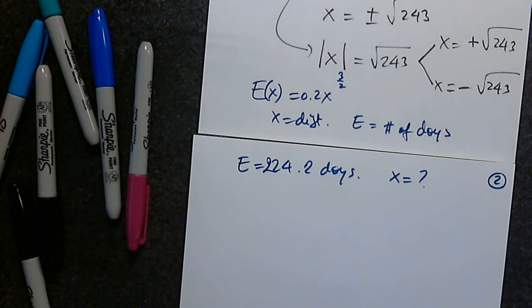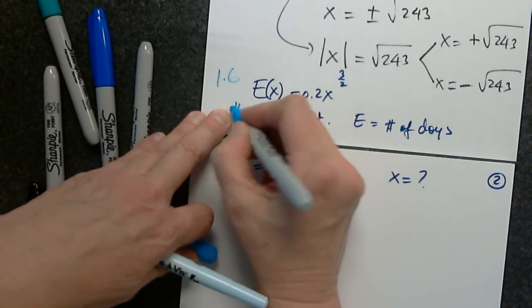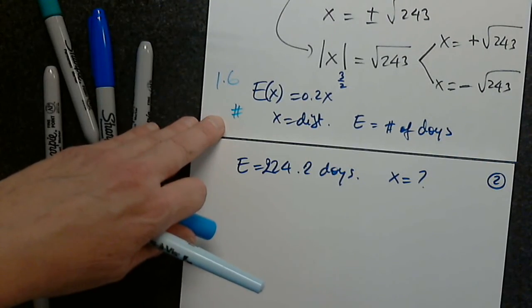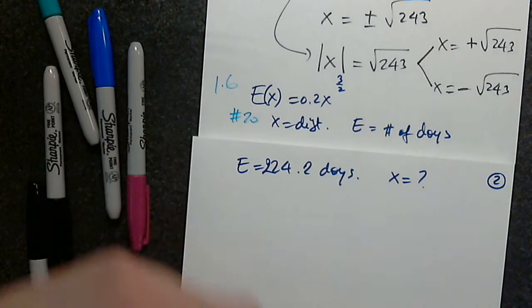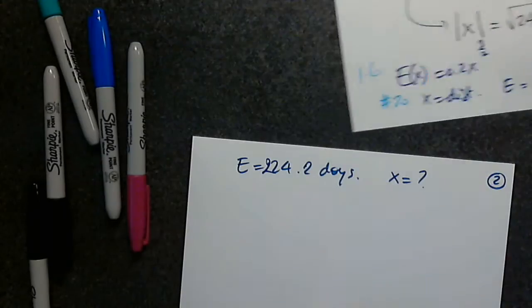Can you tell us which section this is coming from? 1.6. So it's coming from 1.6, and the problem for everyone to know when they encounter this? 20. Very good. Okay, so we're given a model. We are given E, which is the number of days to get from one planet to another. And the model is supposed to give us the distance between the planets. I forgot to ask you, was this okay? Is this what you meant? Yes. Perfect.